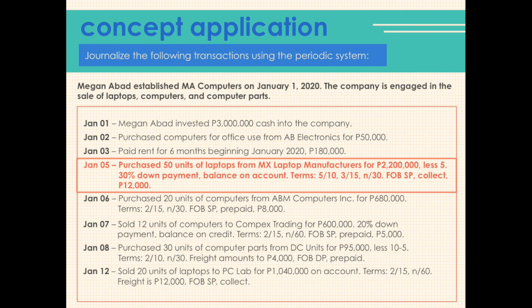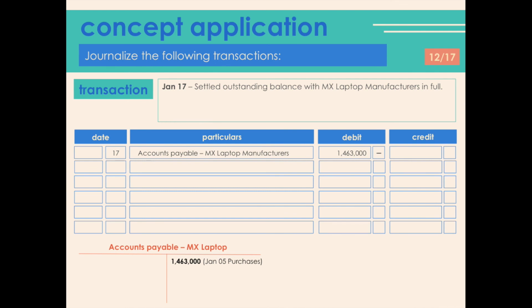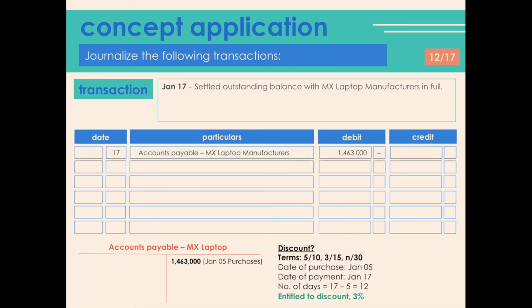Referring to the list of transactions, we only have one transaction relating to MX laptop, which was the purchase transaction made on January 5. If we look at the entry on January 5, accounts payable was credited for 1,463,000 pesos. So we add that amount to our T account. There were no other transactions, so we can now debit accounts payable for 1,463,000.